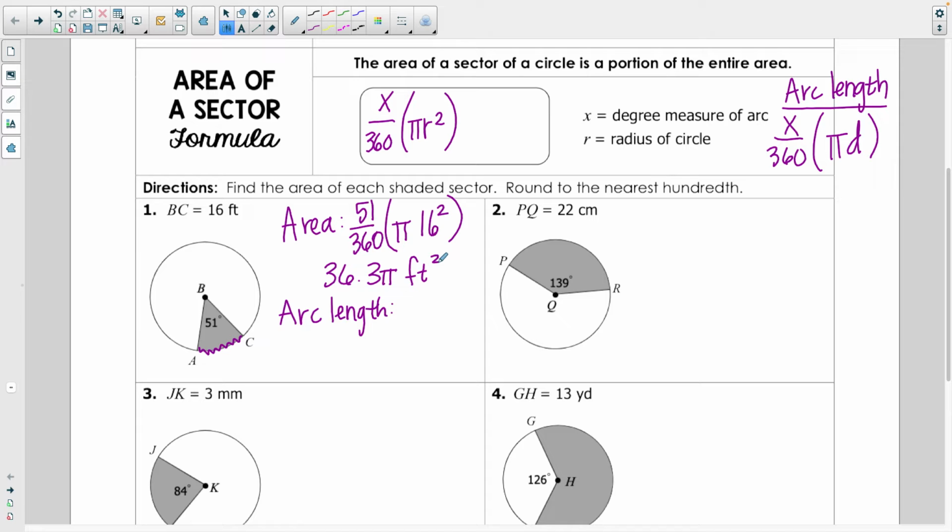From A to C, we're going to do the same thing, but instead of area, we're going to do circumference. So we're going to do 51 over 360 times pi d. So if the radius is 16, what's the diameter? 32. Yeah. Diameter is double the radius. So 51 over 360 times 32 pi.